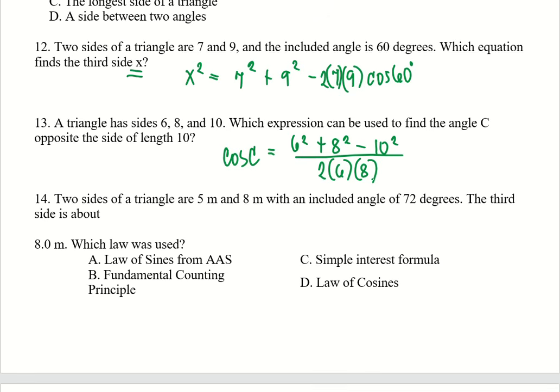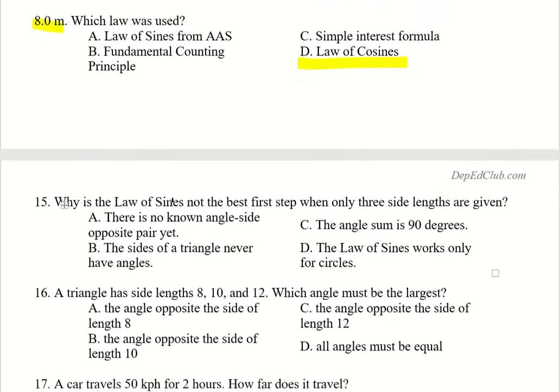14. Two sides of a triangle are 5 meters and 8 meters, with an included angle of 72 degrees. The third side is about 8 meters. Which law was used? Okay, so we have here 2 sides and an included angle. So we'll be using law of cosines. Okay, so again, when you have 3 sides, you can use law of cosines. And if you have an included angle to it, law of cosines po.